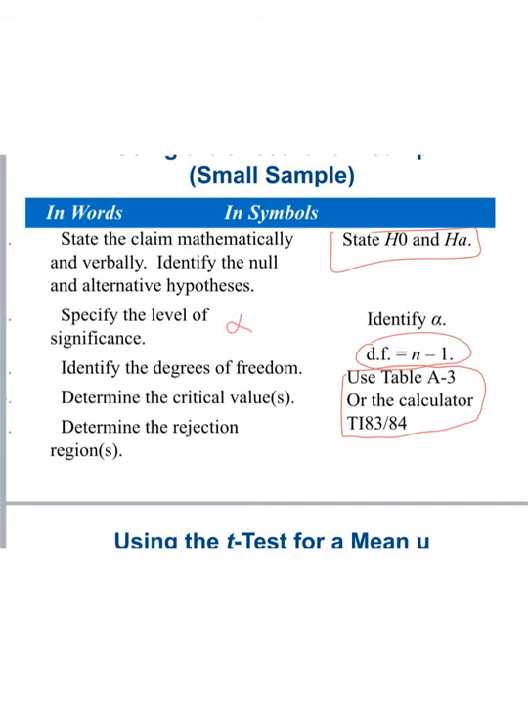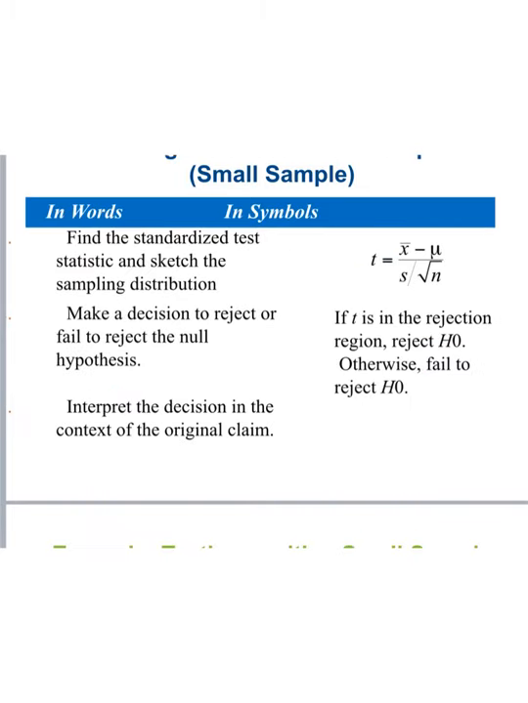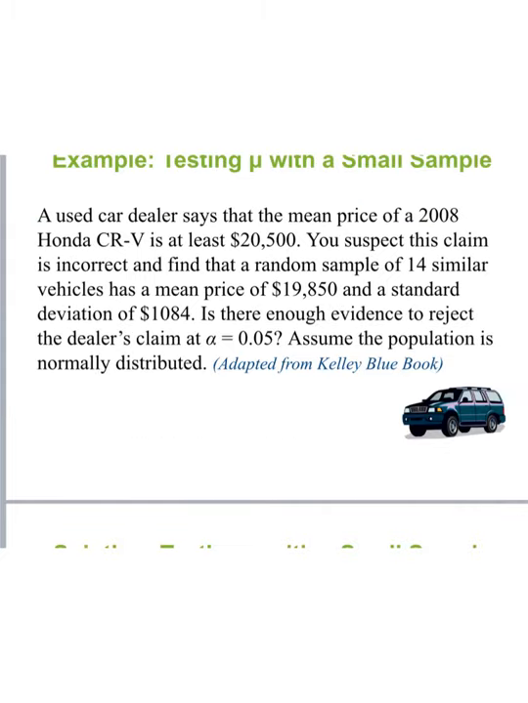Determine the rejection region. What you do is find the test statistic using this formula, and then see if it falls into the rejection region. Make a decision to reject or fail to reject the null hypothesis. If t is in the rejection region, reject the null. Otherwise, fail to reject the null. Then interpret the decision in the context of the original problem.